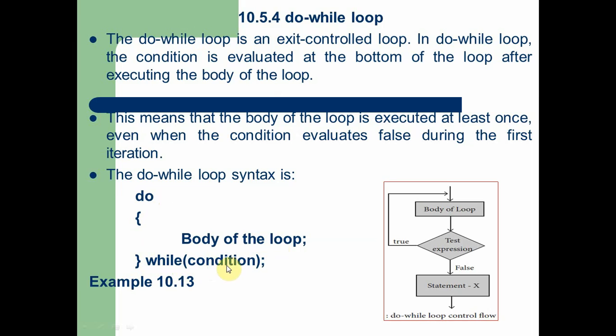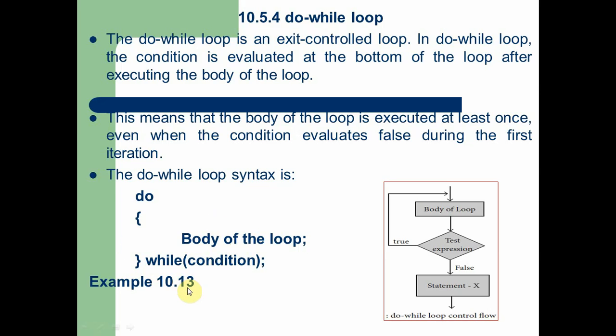Here the test expression is given. So very first, the body of the loop will execute and then the condition is checked. Whether the condition is false or true does not matter the first time the loop executes. If the condition becomes true, then it will go for the update expression and execute again. But for the first time, the body of the loop will execute at least once, because the condition, or the test expression, is checked at the end of the loop.